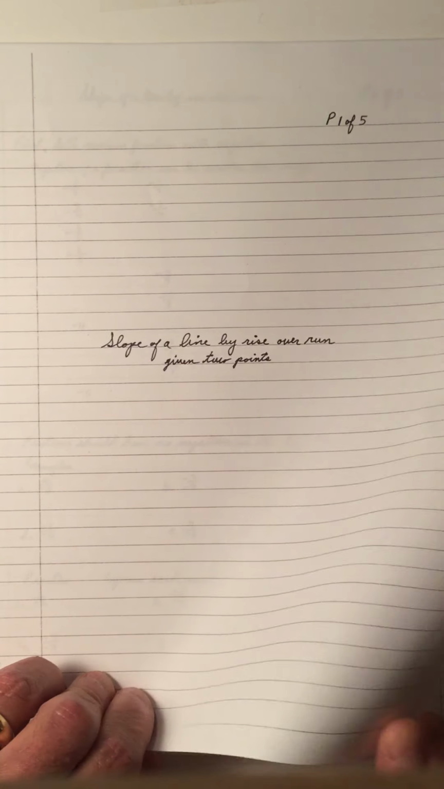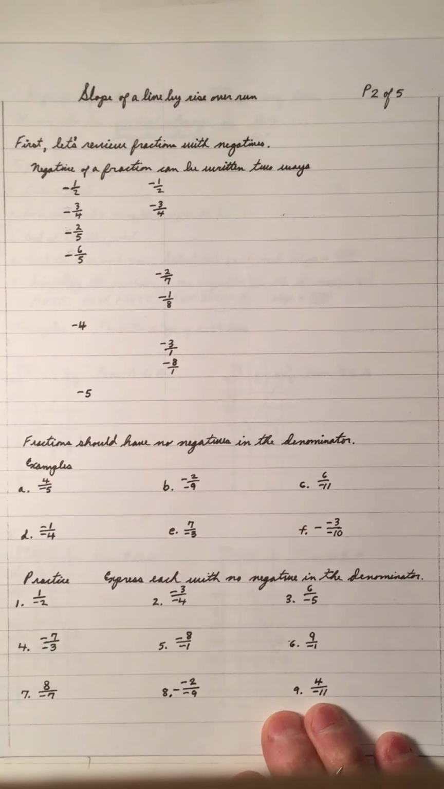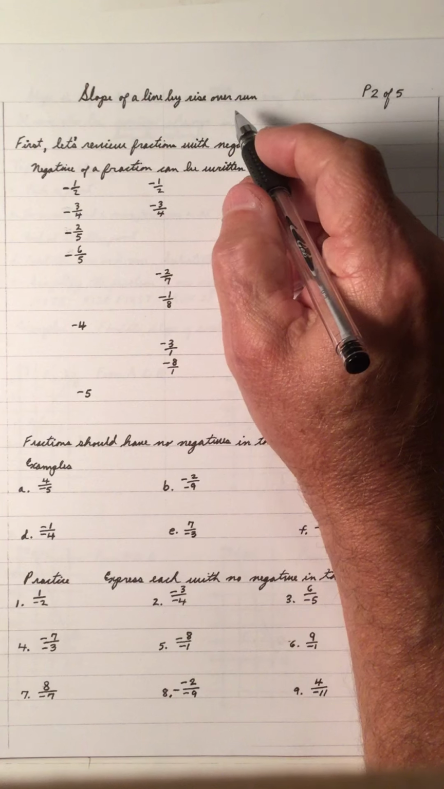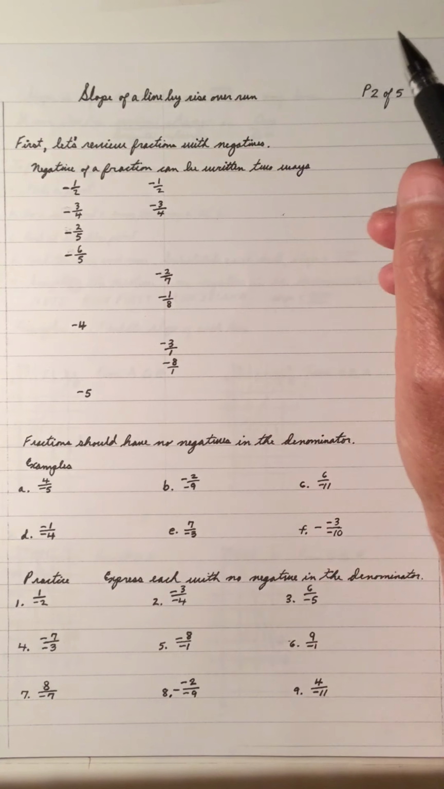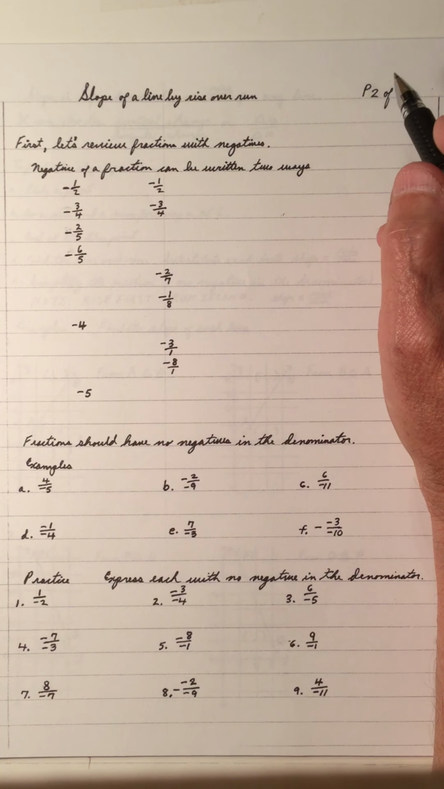Hi, welcome to my video on finding the slope of a line by rise over run given 2 points. Before we start, let's first review fractions with negatives.